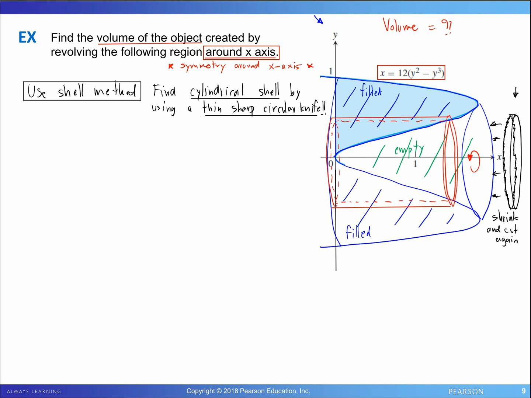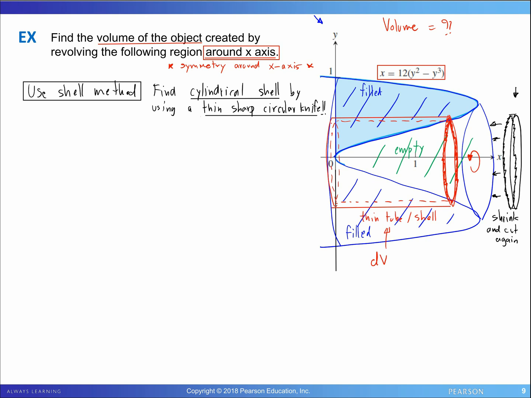Since we have two cross sections, it means that this tube must have thickness right here, all the way around, in circular shape, a circle. And now we have a thin tube right here, or you can call it a shell. And our job is to find the volume of this. Let's call it dV.